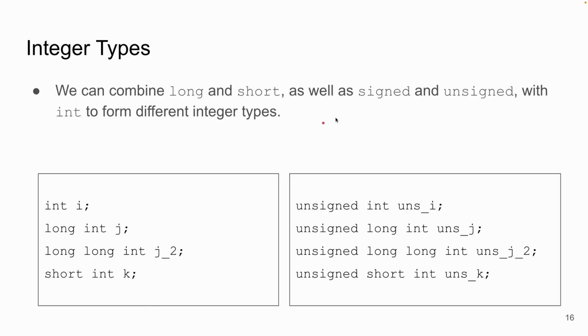So actually we can combine long and short with signed and unsigned with this int to declare different integer types. For example, we can have an unsigned int, an unsigned long, and we can also have a short int or unsigned short int. So you can see we can have various types of integer variables by using those keywords all together.